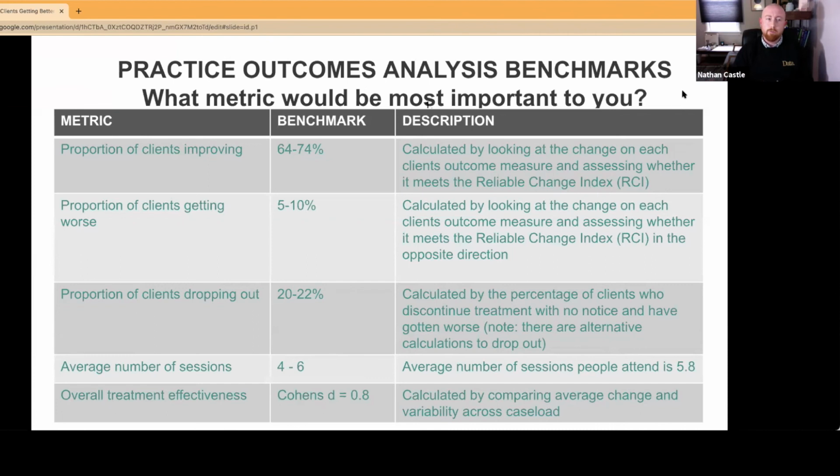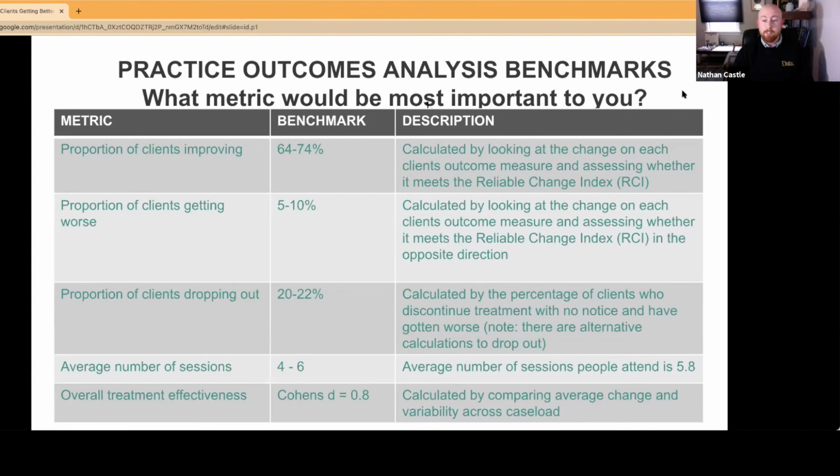The proportion of clients that are improving, we want to hit somewhere around 64 to 74%. The percentage of clients getting worse, we want somewhere in the area of 5 to 10%. So really acknowledging that this does happen for everyone. And the proportion of clients dropping out, 20 to 22%, 1 in 5. Okay, that's the benchmark. Importantly, what we do notice with routine outcome monitoring, this starts coming down.